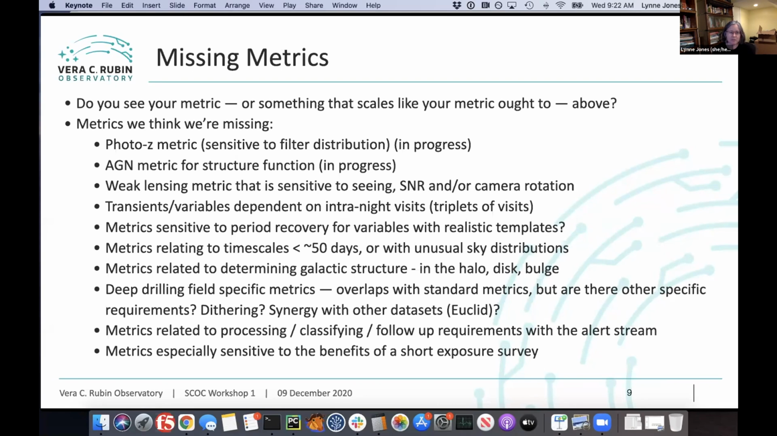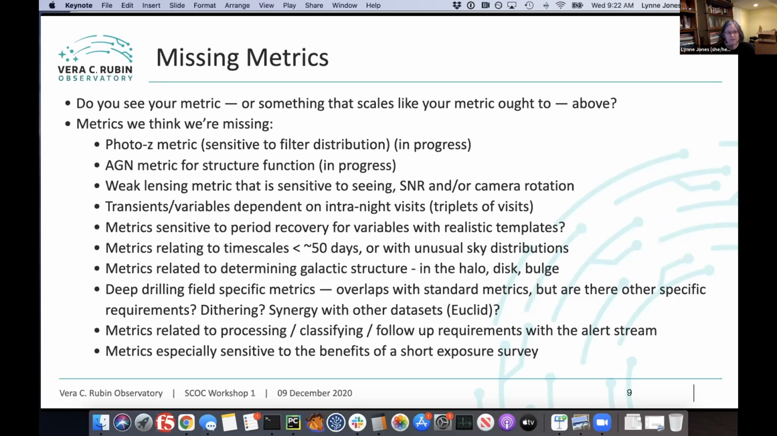Metrics related to processing and classifying follow-up requirements with the alert stream. This may be a little out of scope, and it may be a bit hard, but it's something to think about if we want some metrics more specifically targeted at, okay, what do you do with the time series that you get?